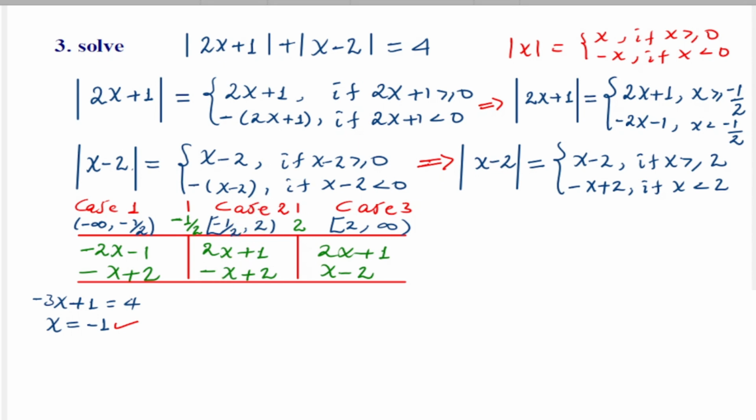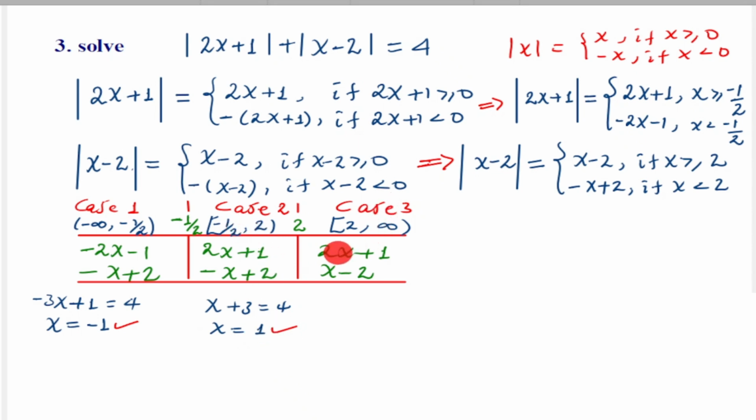When we come to case 2, simply add vertically: minus 2x minus x, we get x. 1 plus 2, 3 is equal to 4. When we bring 3 to the right, 4 minus 3 is equal to 1. So the value of x is equal to 1. Is 1 an element of this interval? Yes. So 1 is our solution.